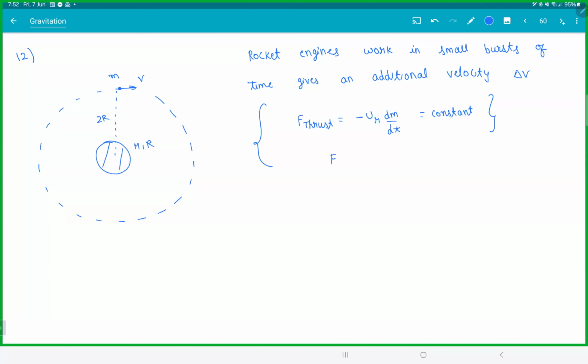So if you're applying it for a small time, F dt, that will give you a small change in momentum, delta p, which is m into delta v. So if you switch on the engine for a few seconds, this is that additional gain in speed. So this is a very interesting thing. When you switch on the engine, you're not gaining energy. What you're gaining is actually speed. So that means you can get different amounts of energy depending on when you switch it on. Right?